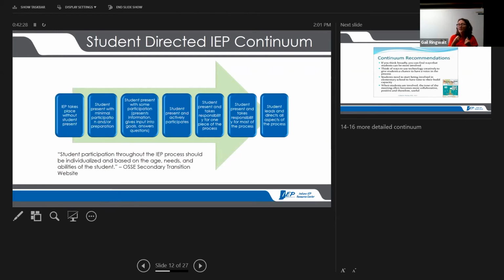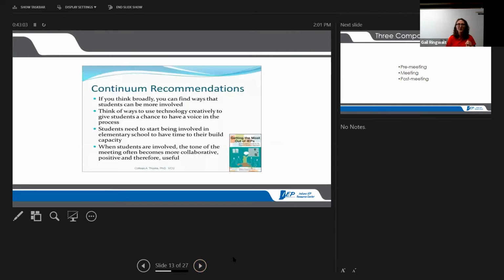And again, it doesn't have to be that they have to lead it. We'll talk in a minute about ways students can participate in their IEPs without actually being present at their IEPs, which is sometimes what younger students can do. Again, it depends on their age, obviously their abilities and their needs. But as you can see, there's a lot of things in this continuum to work towards. So just keep that in mind. It's like anything else. It's a process and a continuation.